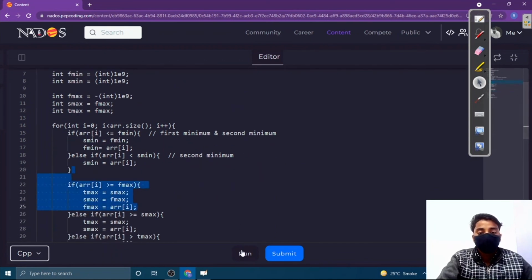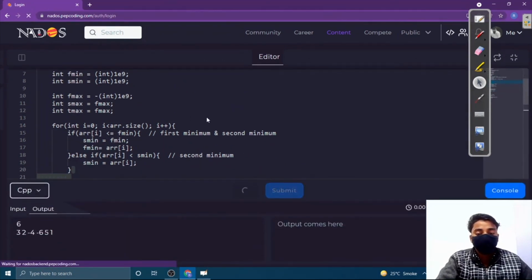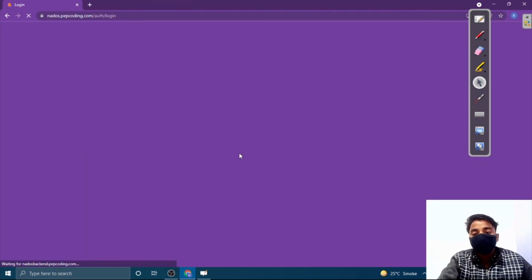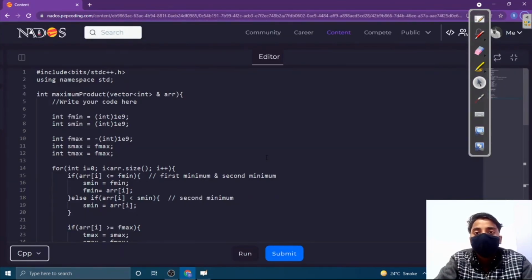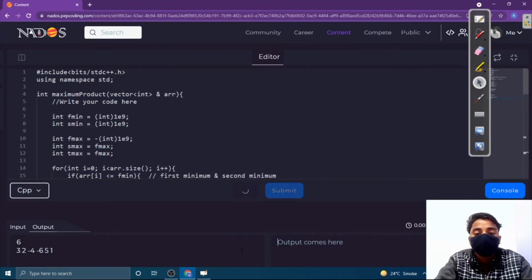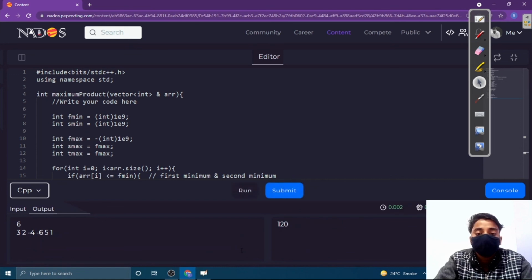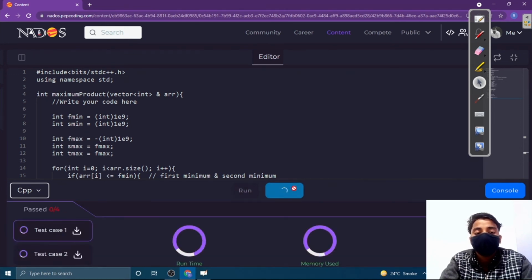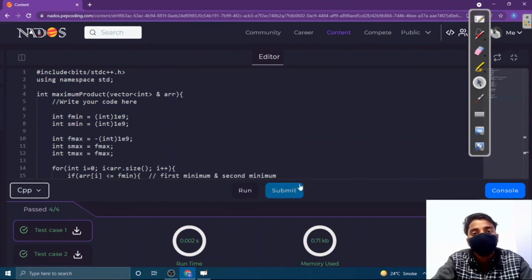So let's run this code. And it is taking time. Log out and now log in again. Now let's run this code. So the code is running and let's submit this. So all the test cases are also passed.